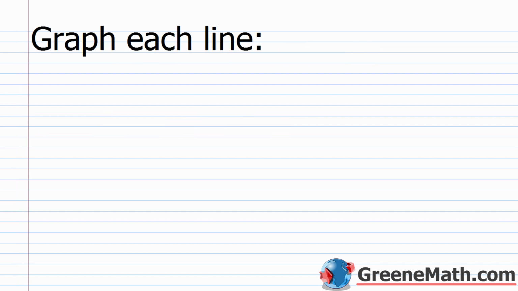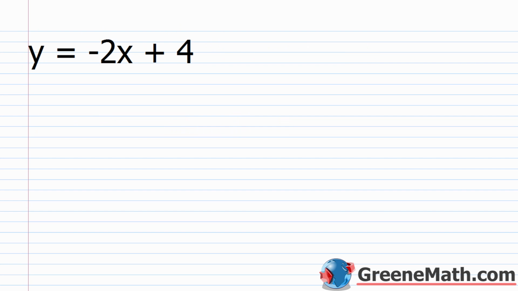All right, so we want to graph each line. We're going to start out with y equals -2x plus 4. So this is given to us in what is known as slope-intercept form. So slope-intercept form is y equals m the slope times x plus b the y-intercept. So if I have an equation in this form, I immediately know two things. I know the slope, and I know a point on the line, which is the y-intercept.